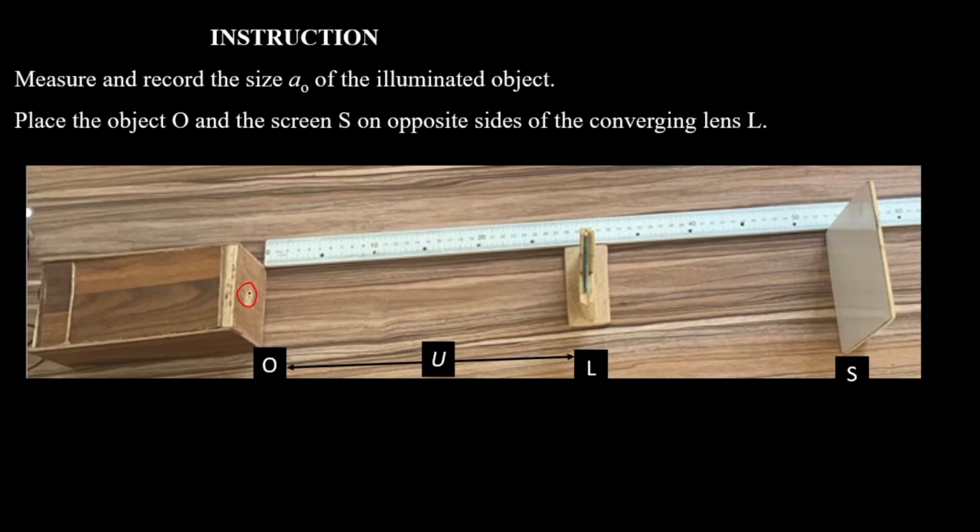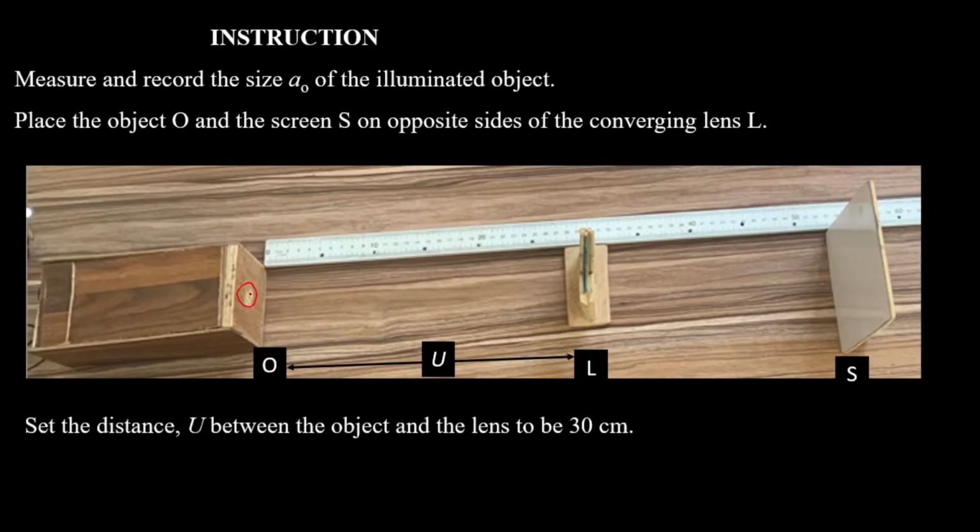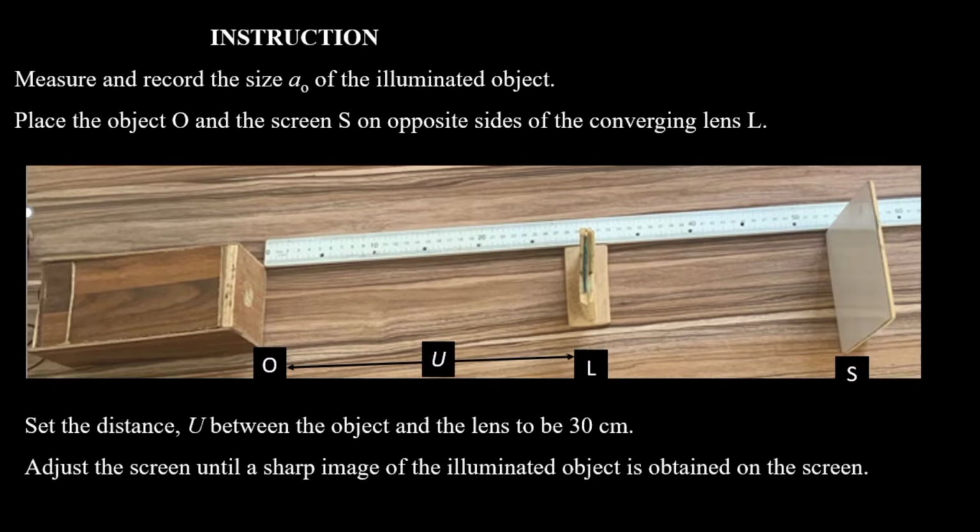Okay, so we are told to measure and record the size A0 of the illuminated object. That simply means measure the diameter of this hole. Okay, now we're told next to set the distance u between the objects and the lens to be 30 centimeters. That's a function of u here. Okay, we'll set it to 30 centimeters. Next, we're told to adjust the screen until a sharp image of the illuminated object is obtained on the screen.